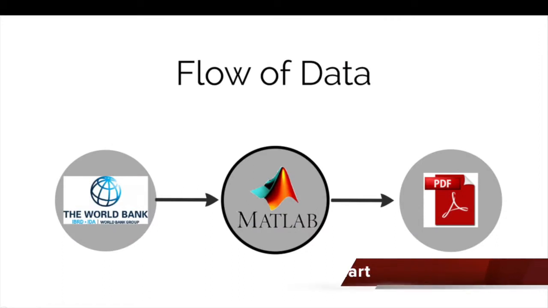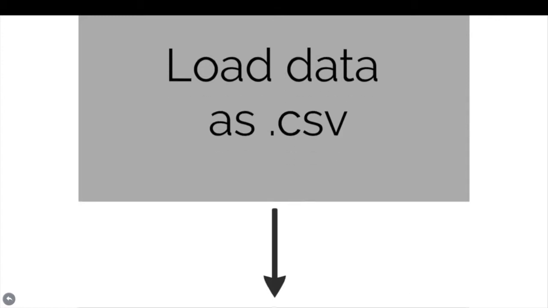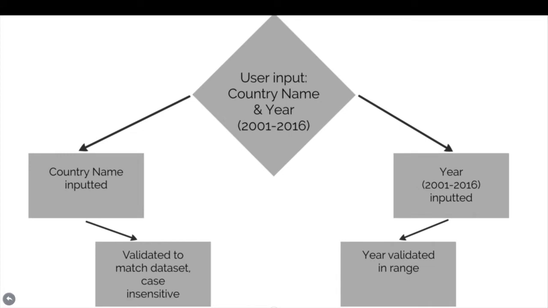So here we have a chart that shows the flow of data, specifically GDP and water access, through our code. Initially, we start by downloading the data from the World Bank online database and then import it into MATLAB. Next, we normalize the data and then ask the user to input a country name as well as a year between 2001 and 2016. After the user inputs the values, we then go through several data validation checks for both the country name and country year.